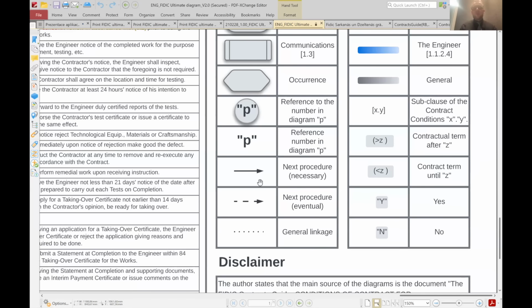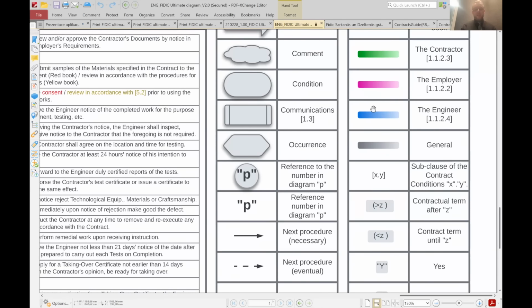If you see an arrow with no spaces, this arrow means that it's a necessary procedure. It's really important to understand that the procedure is necessary. You have to continue by that. If you have an arrow with spaces, it's an eventual procedure, so you don't have to do it, but there is probably some kind of condition, and there is probably some other possibility to do it differently. Other points are little dots. That's a general linkage, mostly to the comments that I have in the diagram.